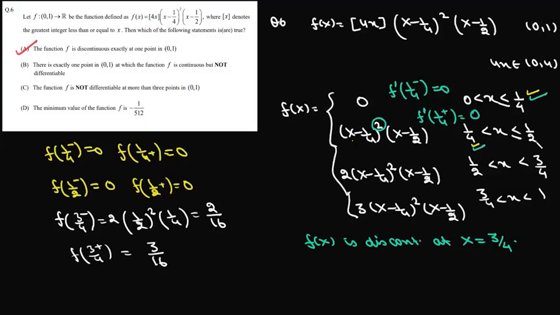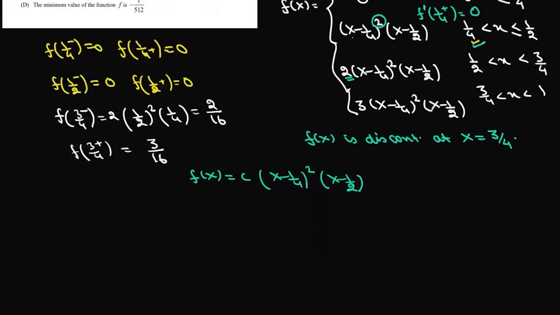Now what about 1 by 2? If we differentiate this function, if we find f dash x with some constant c, we write f(x) as c times (x minus 1 by 4) square into (x minus 1 by 2), and if we differentiate this function, we can write f dash x as c into (x minus 1 by 4) whole square plus (x minus 1 by 4) into (x minus 1 by 2) into 2.